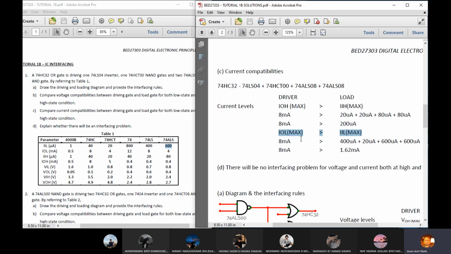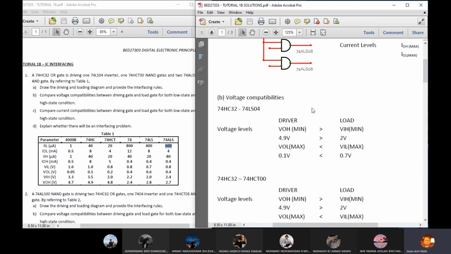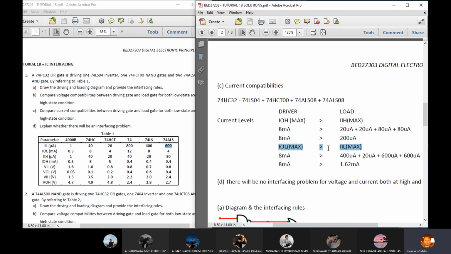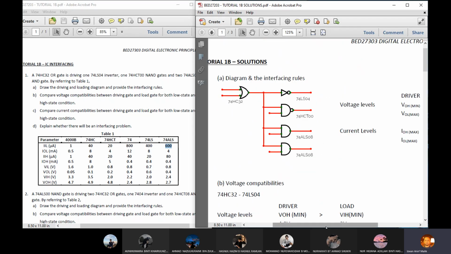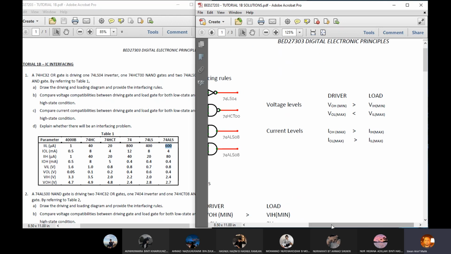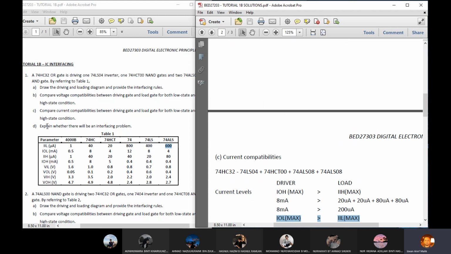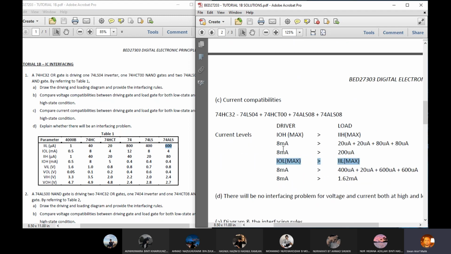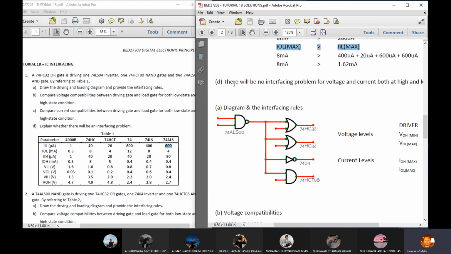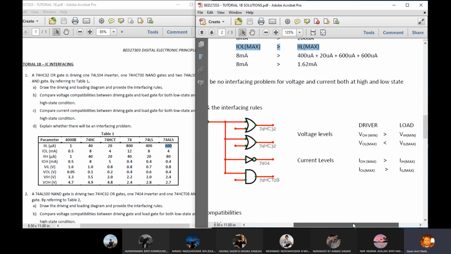So once you have done with the current and voltage compatibilities ni, kalau semuanya memenuhi syarat equation yang ini, okay, kalau yang ini betul berdasarkan kepada nilai yang you masukkan, means that dia tanya sini explain whether there will be an interfacing problem. So there will be no interfacing problems for voltage and current both at high and low state.